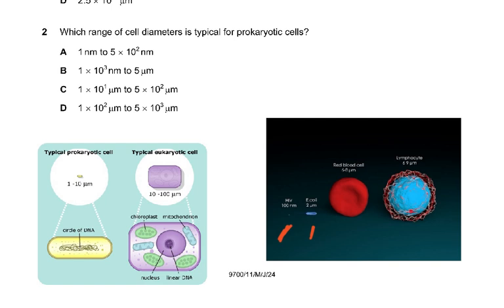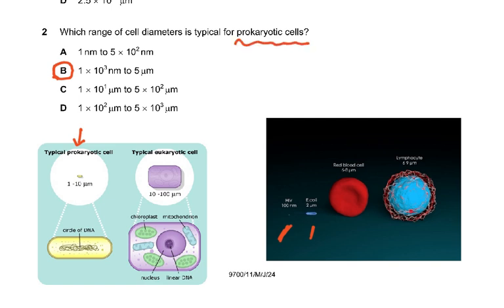Now here is another comparison. This is a typical prokaryotic cell. So it's 1 to 10 micrometer. 1 to 10 is the range. So they can be as small as 1 and as large as 10 micrometer. So that is why the answer in question number 2 is B, because it says which range of cell diameter is typical for prokaryotic cells.